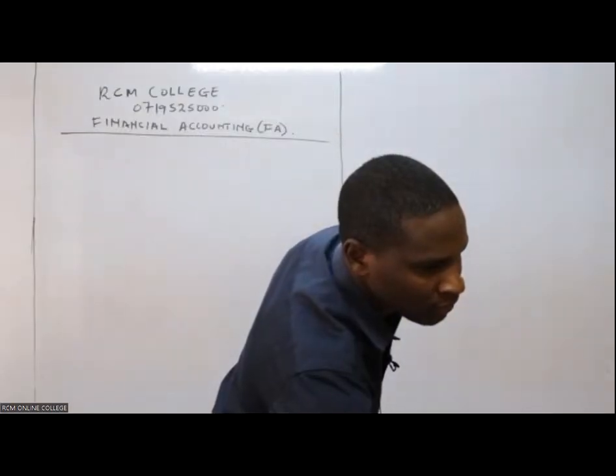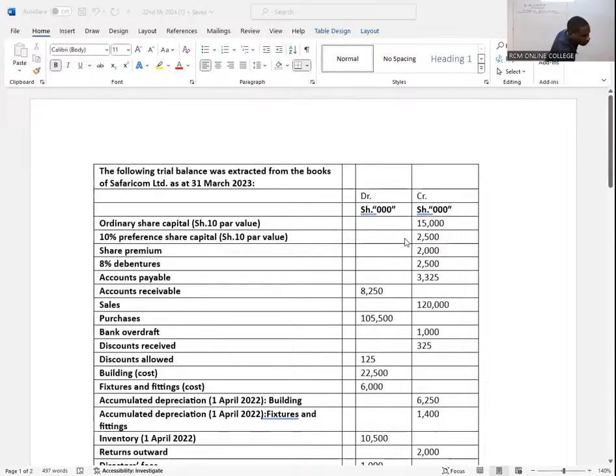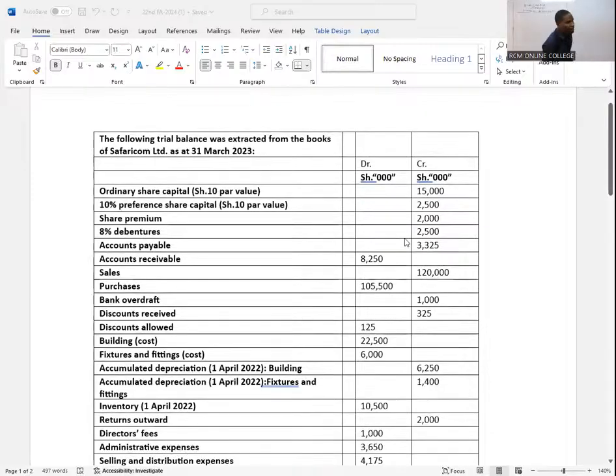Some work here. I want to share with you this work, which is very important for us. The following trial balance was extracted from the books of Safaricom Limited as at 31st March 2023. Good. We have debit and credit side, you can see. And as we said, we go with the dealer. So since you're new, we just go with the dealer here.